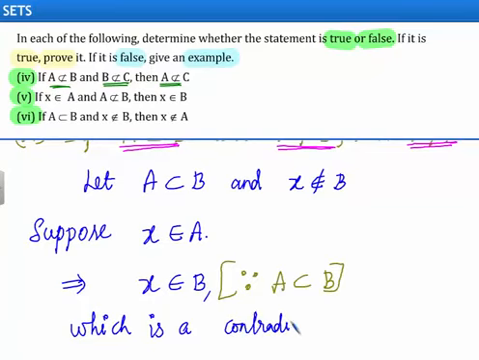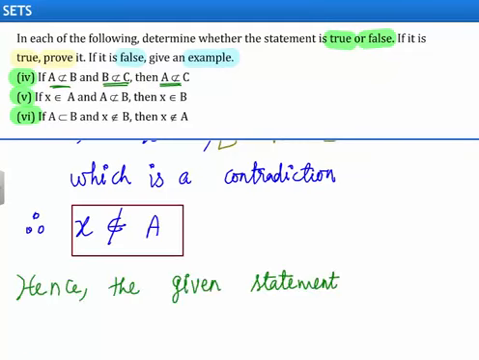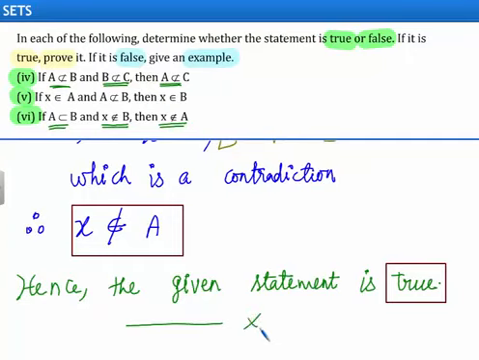Since we have x does not belong to the set B, therefore we can say that x does not belong to the set A. Hence, the given statement, if A is a subset of B and x does not belong to the set B, then x does not belong to the set A, is a true statement. With this, we come to the end of the solution.